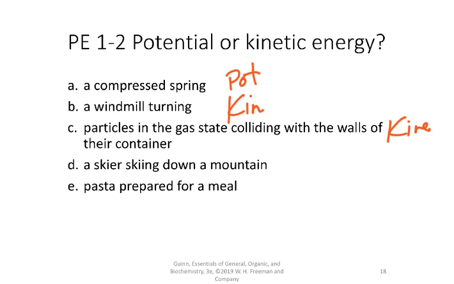A skier skiing down a mountain. It's kind of a tricky one, but it's really the motion that's important there. Now, potential energy is changing as your elevation changes, for sure. But the answer here is kinetic, energy of motion. And pasta prepared for a meal is potential.